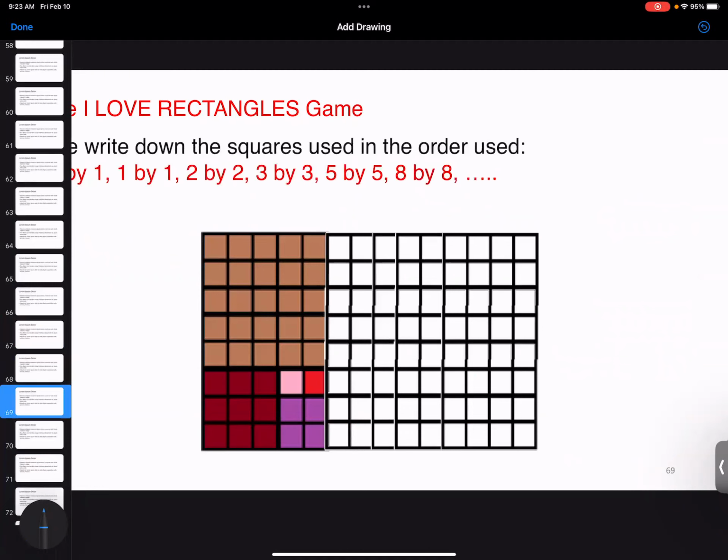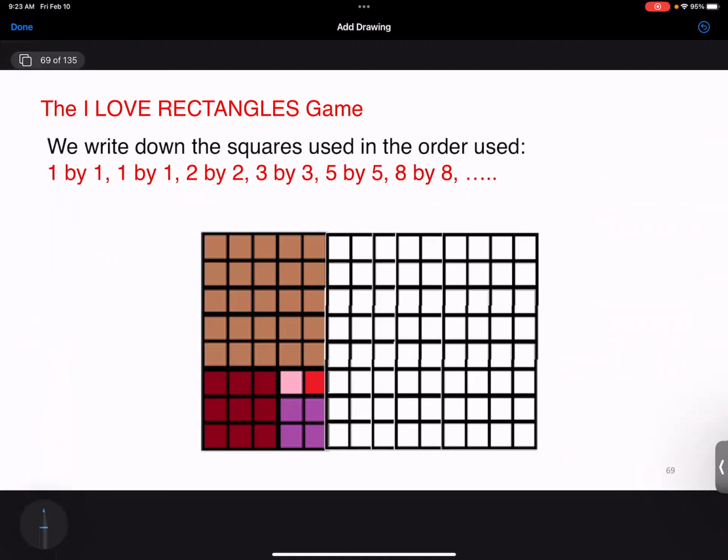So if we look at the sequence of numbers, it's first a one by one, two by two, three by three, five by five, eight by eight. So the numbers are 1, 1, 2, 3, 5, 8. Anybody recognize these numbers? These are the Fibonacci numbers. So I am actually the president elect of the Fibonacci Association.